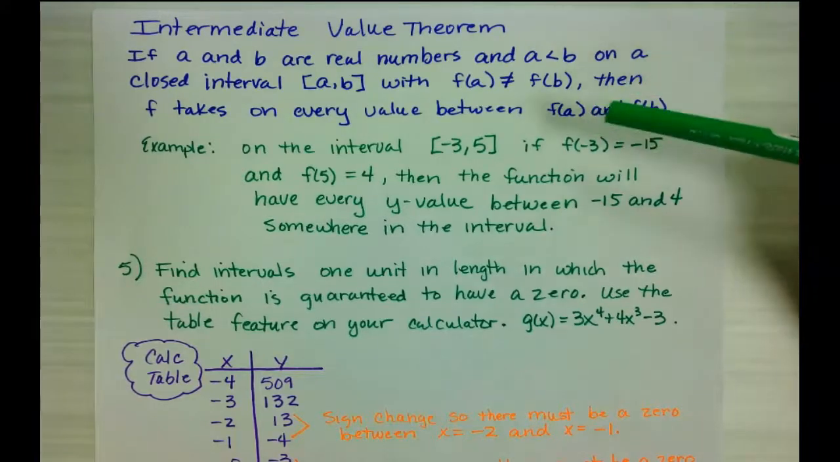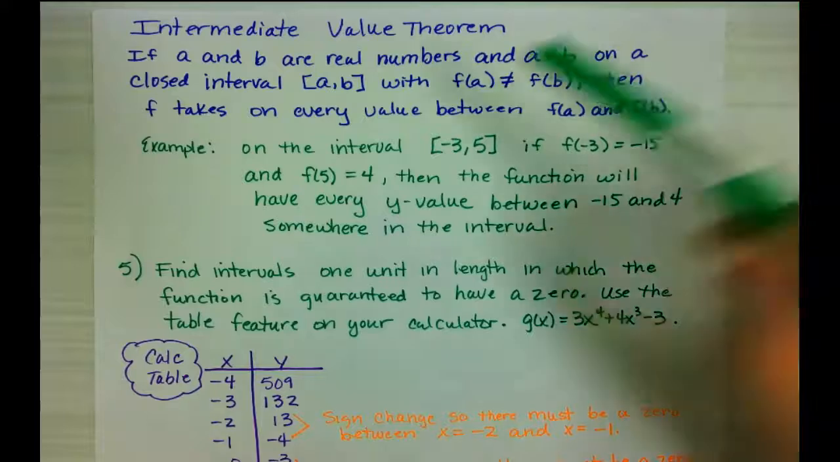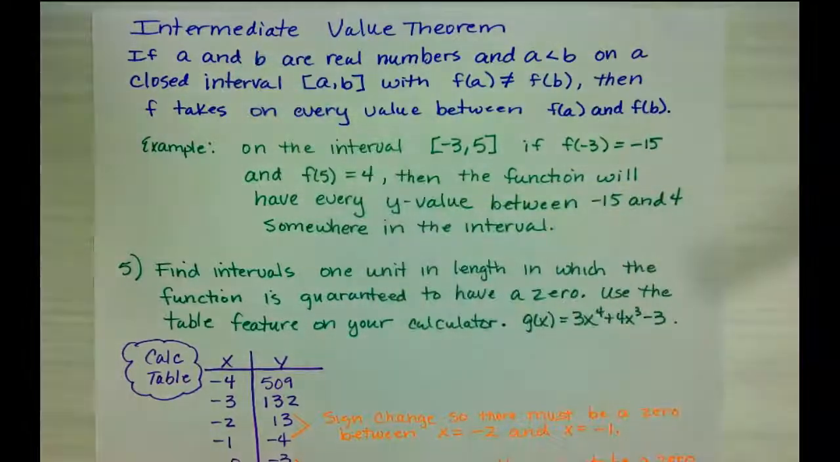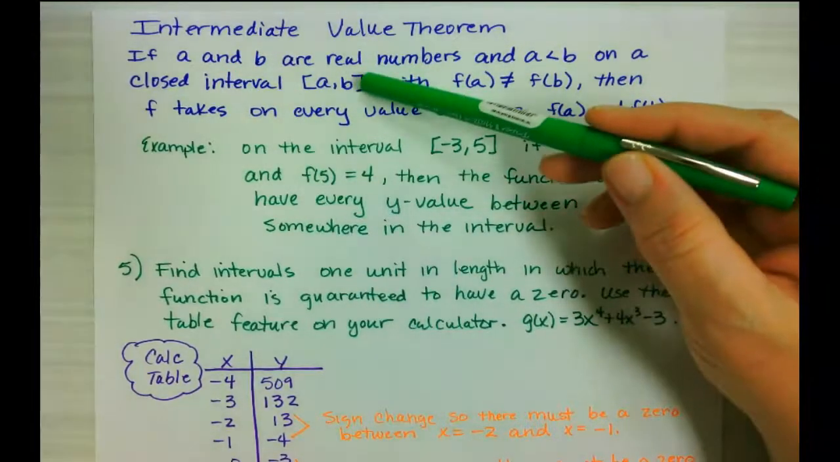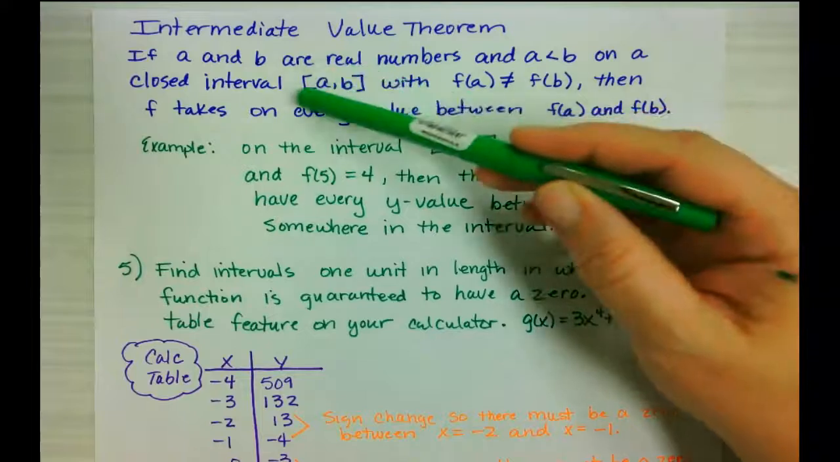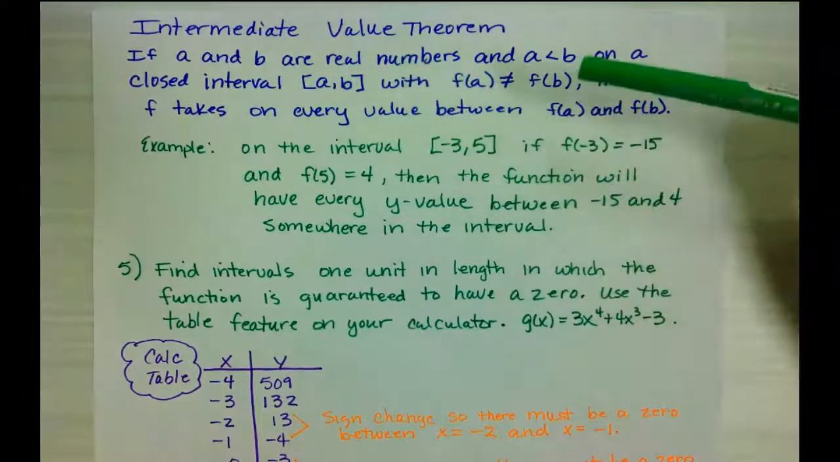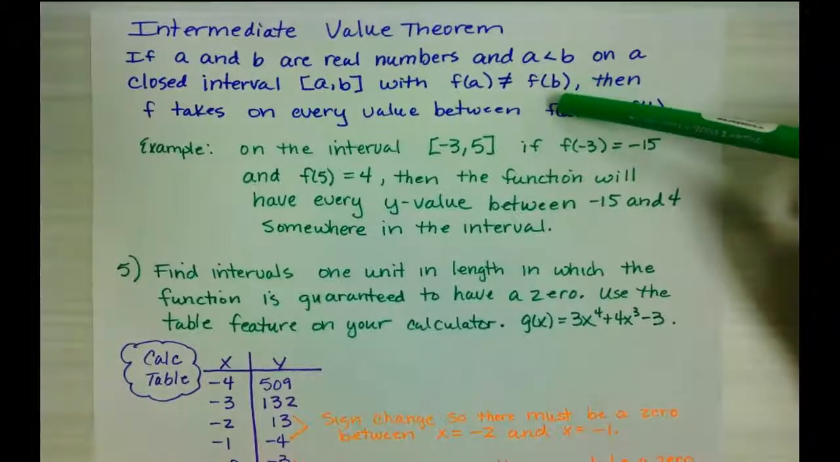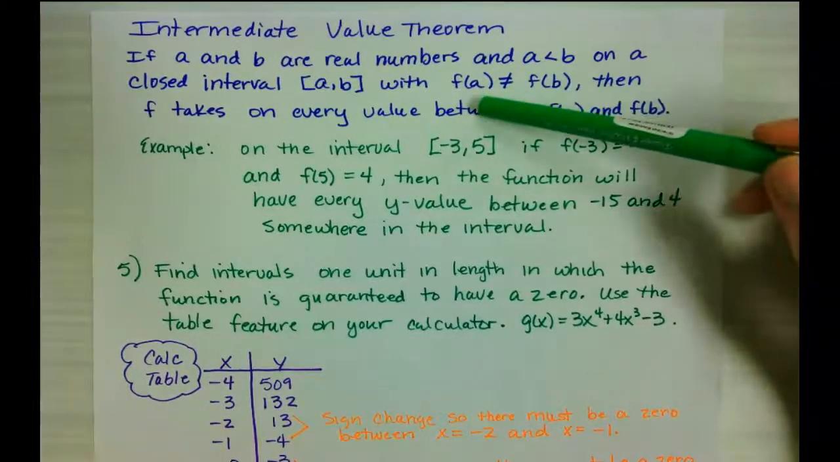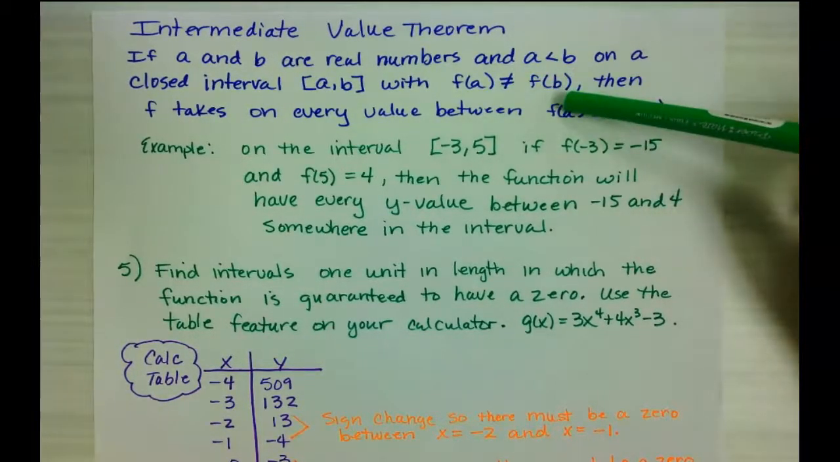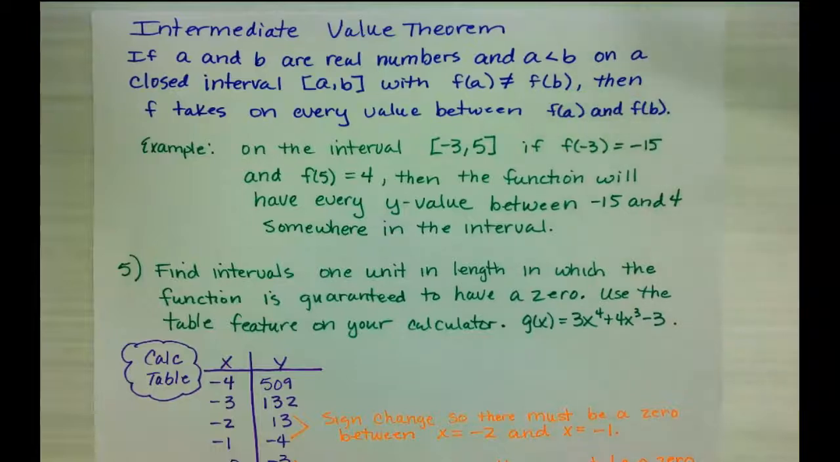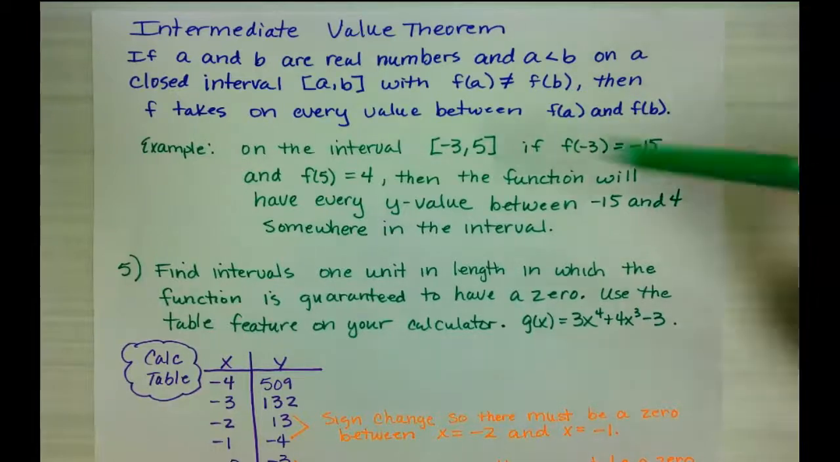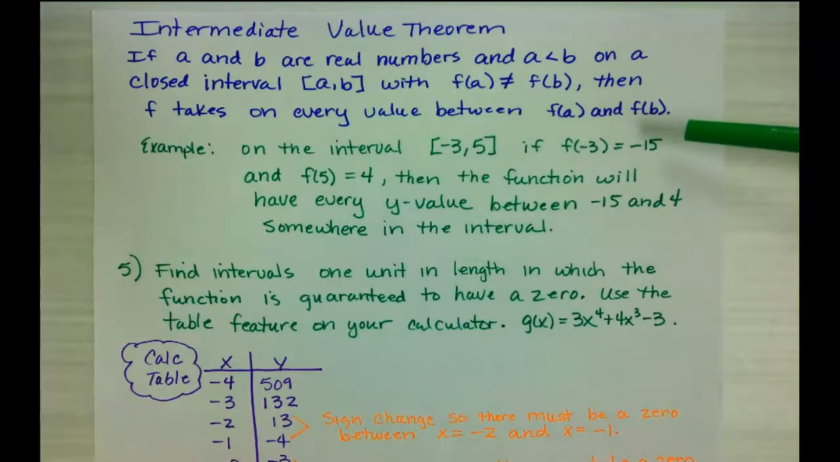And so it reads, if a and b are real numbers and a is less than b, so a has to be smaller than b, on the closed interval. So the closed interval means you've got an interval with hard brackets, meaning the 2 endpoints are included. Well, when I do f of a and get a function value, and I do f of b and get a function value, the function value of a has to be not equal to the function value of b. They've got to be different. And when that's true, then f takes on every value between f of a and f of b. So that means all the y values between f of a and f of b.